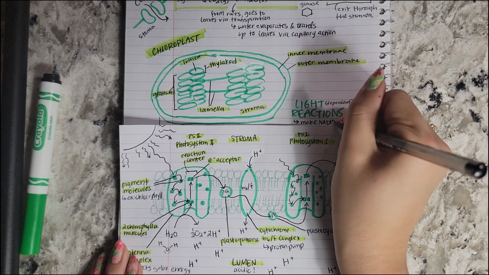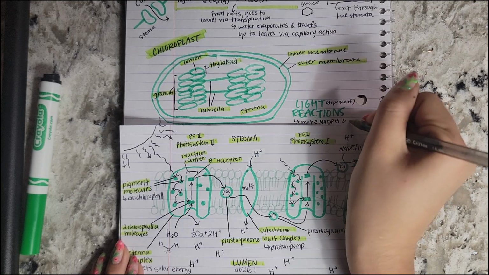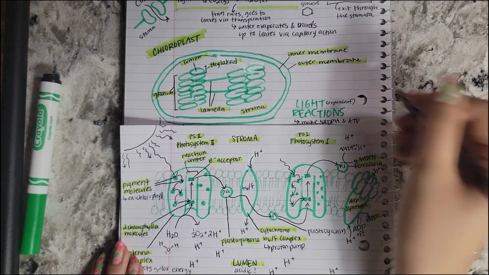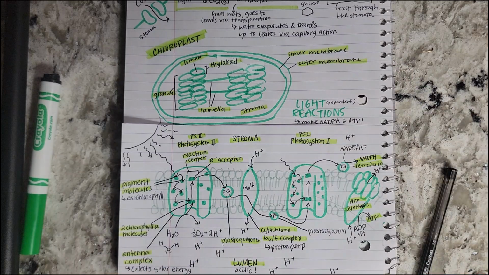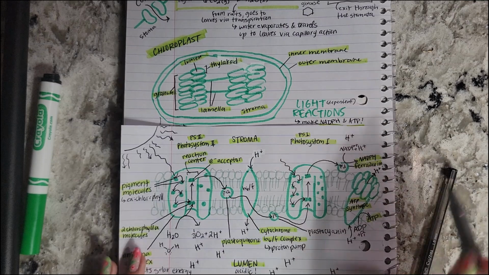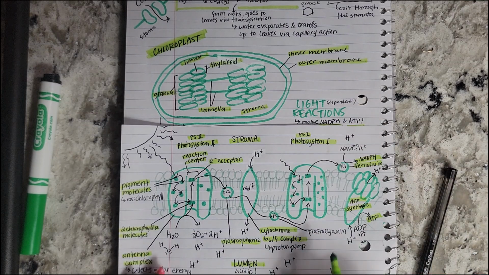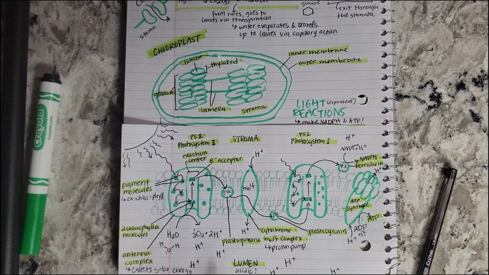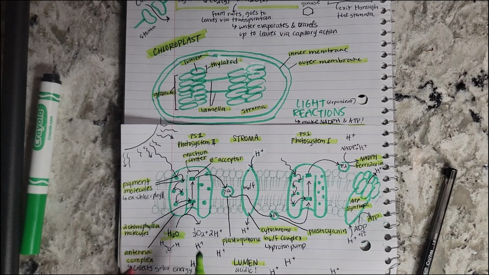NADPH and ATP. Yay! We will need that. NADPH, ATP. And it looks like I forgot to highlight plastocyanin, and I'll highlight H2O because that's important.